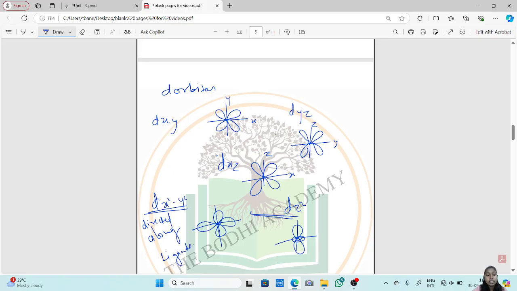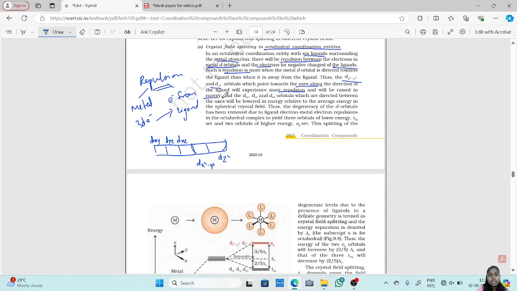Hence, their energy will be raised. Energy increases. Whereas the dxy, dyz and dxz orbitals are directed between the axes, so they will be lowered in energy relative to the average energy in the spherical crystal field. So these three orbitals will have a lower energy compared to the average energy of the spherical crystal field.